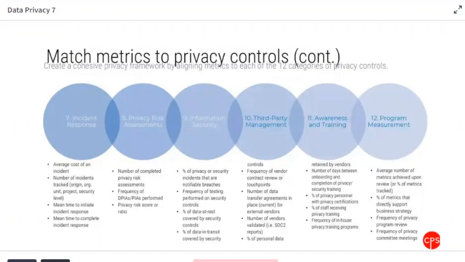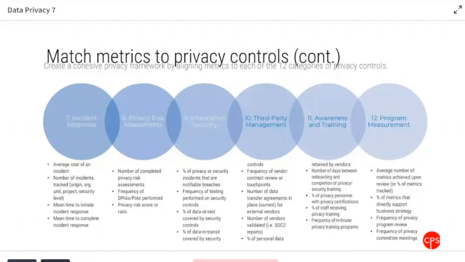It should not move from $30 million this month or this quarter to $60 million the next quarter. That means the privacy controls are not effective. Then the number of incidents tracked. So how easy was it for you to quickly detect an incident before it occurs?